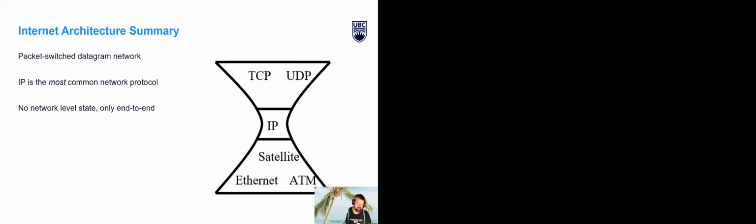So, our brief architecture summary: we have packet-switched datagram networks, of which IP is the most common. We don't generally have network-level state. It's all end to end, except when someone can justify it. We have lots of link protocols that we can send data over, whether it's a satellite connection, an Ethernet connection, or an asynchronous transfer mode connection. And we have transport protocols, of which there are not a lot. And then we have lots and lots of application-level protocols and different session layers and presentation layers and so on and so forth.